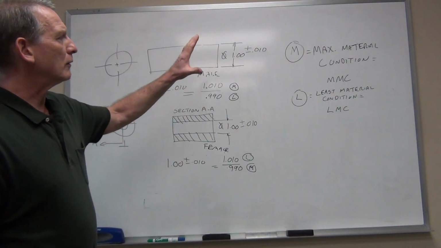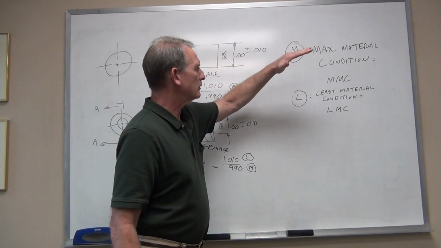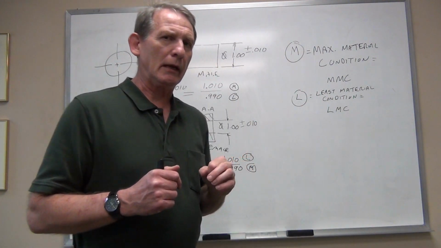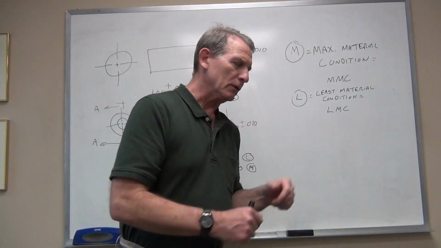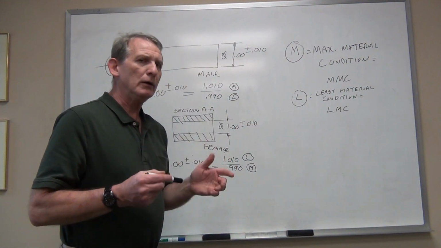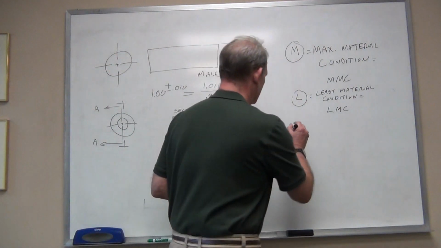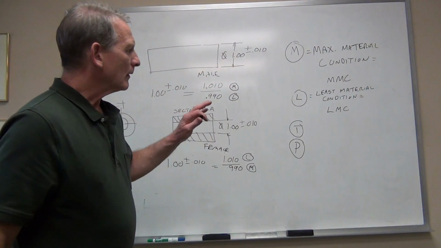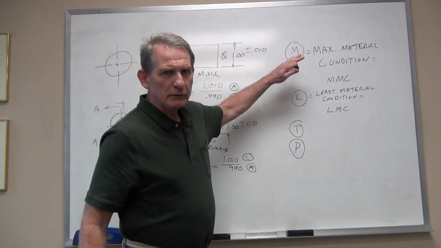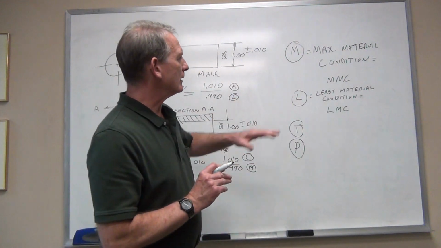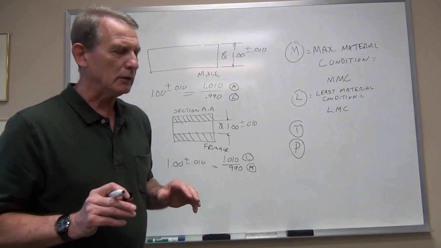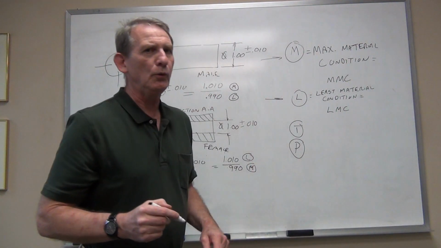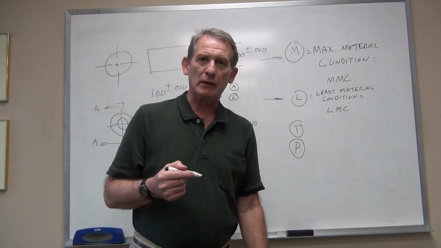So really all you have to concern yourself with is the maximum material condition and the least material condition modifier. Now, if you look at the symbol table that I gave you several weeks ago, there were a bunch of letters in a circle. There was a T, and there was a P, and those have nothing to do with material condition. I want you to make sure that that's clear. They look exactly the same, but they're not all material condition modifiers. These are the only two that have anything to do with the material condition or adjusting the tolerance zone.